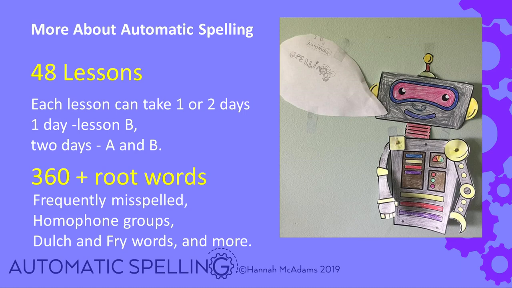Okay, there are 360, probably a little bit more than that, root words that we learn to spell. People have asked, well, where did you come up with these words? So they are frequently misspelled words. I do a lot with homophone groups. I didn't say pairs because we have several that have 3 homophones in them. I also consulted Dolch and Fry word lists and a lot of other resources.